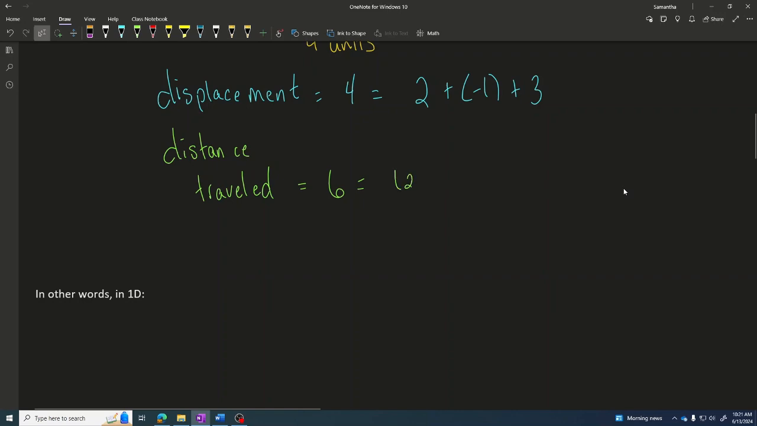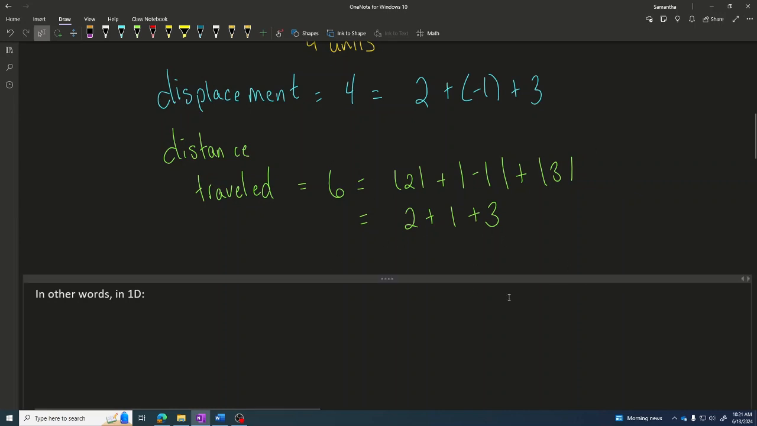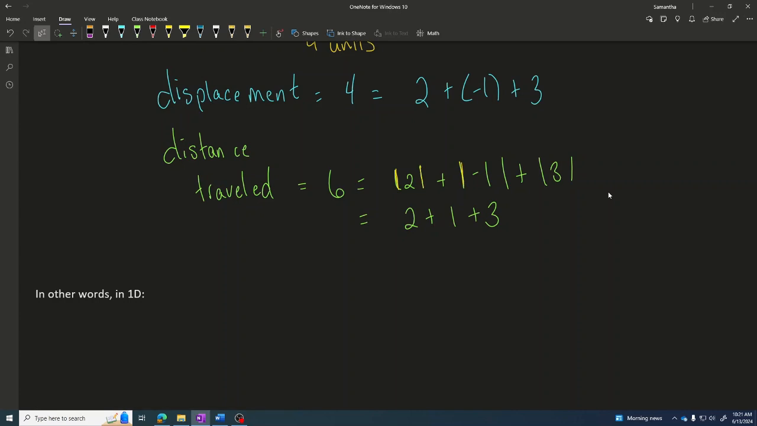From 2 units forward, 1 unit backward, and 3 units forward, but all of those distances would be treated as positive because total distance traveled doesn't care whether you're going forward or backward. And to capture that, we could think about this as applying an absolute value to eliminate the negative sign on each of those movements. Bear this in mind, this absolute value is going to be important, and it's going to come back later.